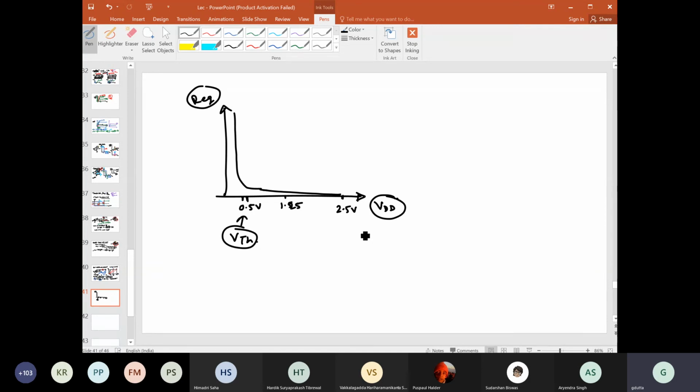We have to save the power. Correct. That is low power devices. Okay then. Thank you.